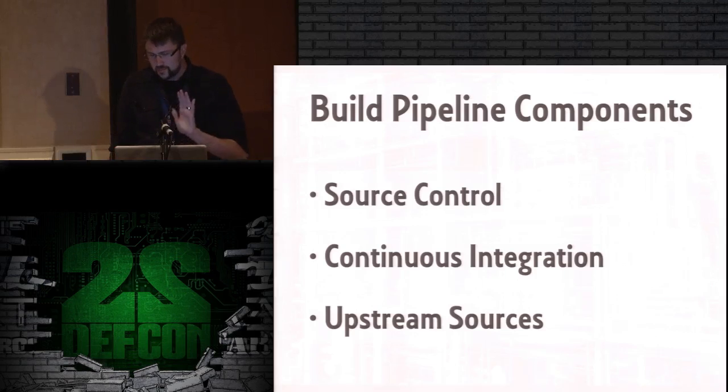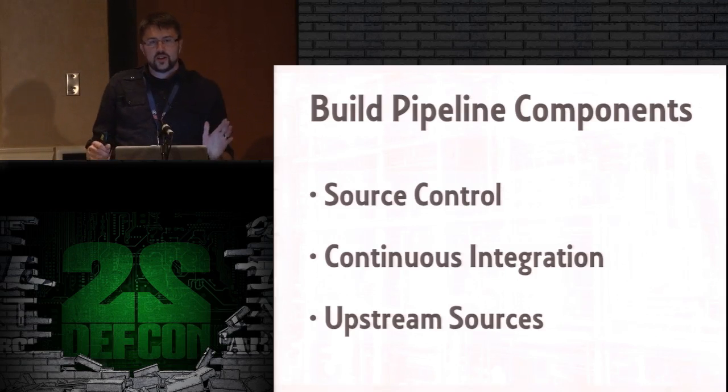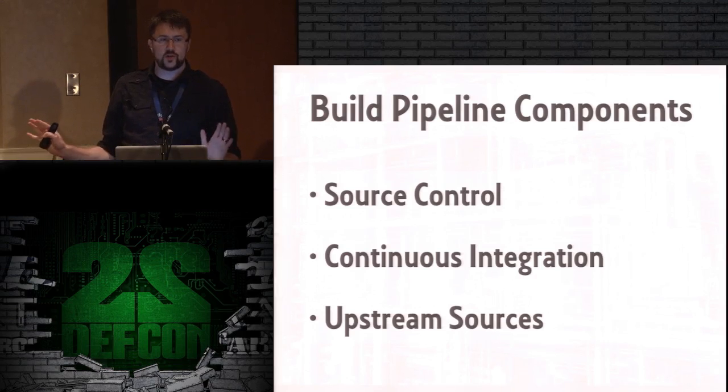All right, so when I talk about build pipelines, I'm talking about your source control. So that'll be from GitHub, GitLab, Bitbucket, wherever you're storing your code, wherever devs are storing their code, depending on what side you're on. Your continuous integration, so running your tests. Are you running it on Jenkins? Are you running it on Travis? Do you just run it on your local box? Where are your tests running? As well as upstream sources. Talking NPM, PyPI, Ruby gems, all of those.